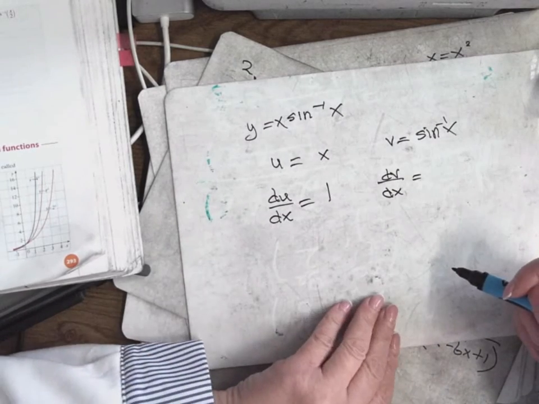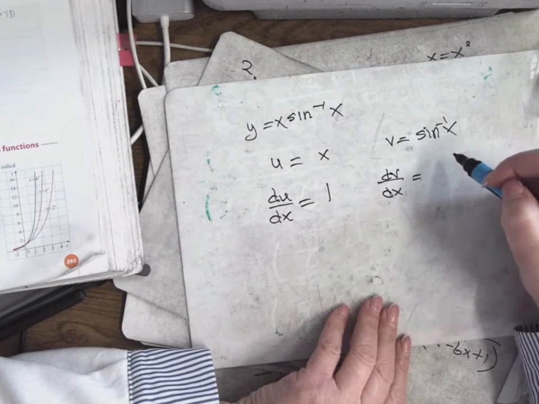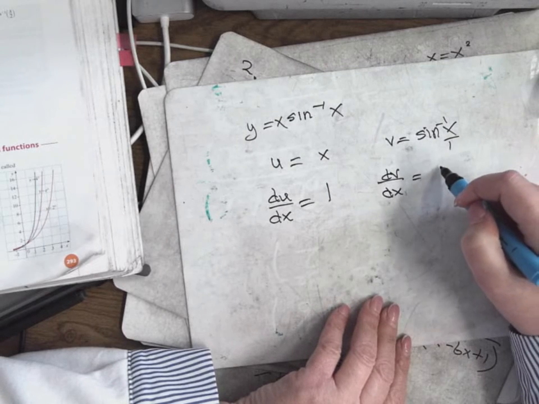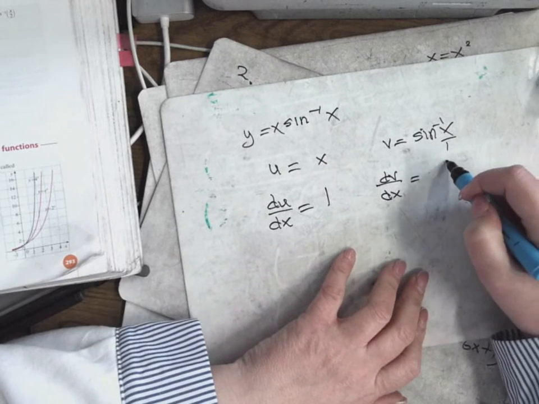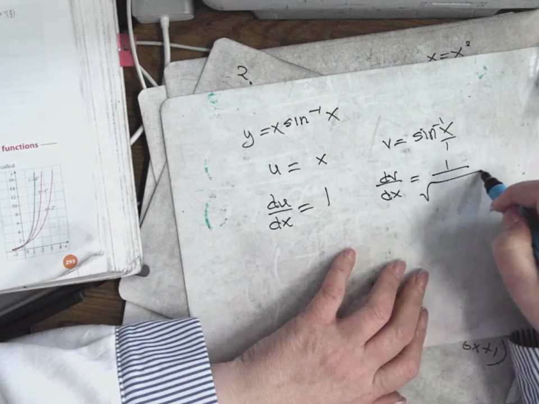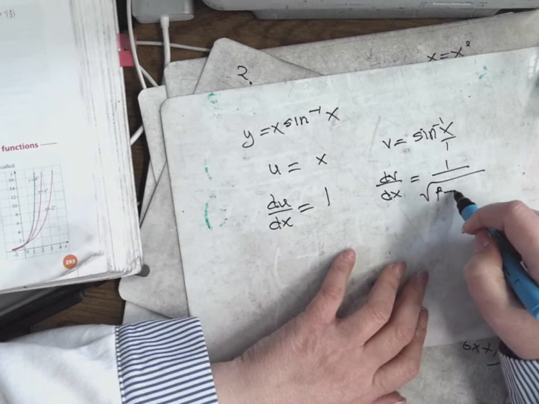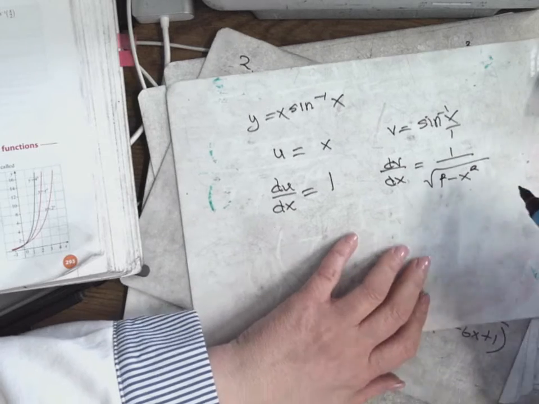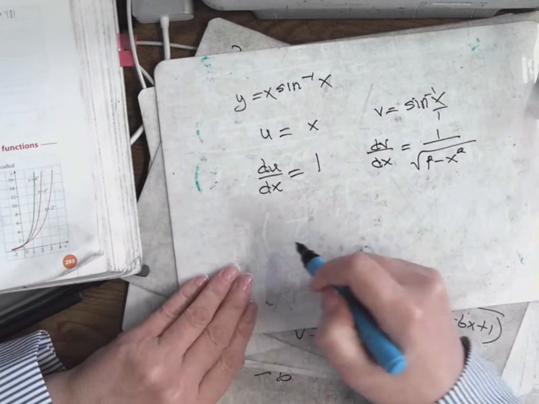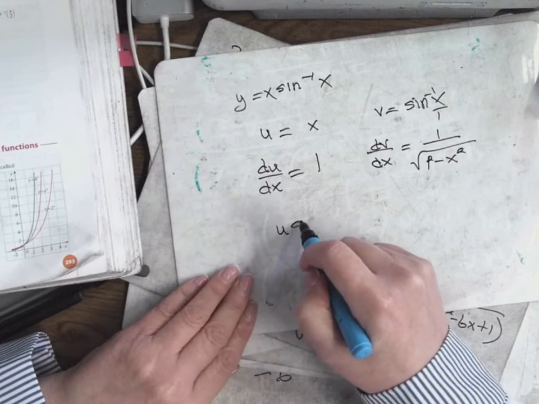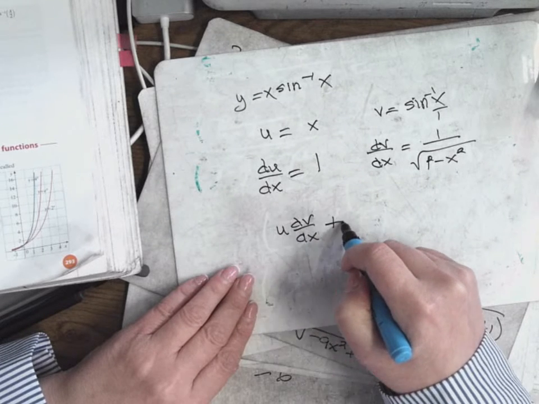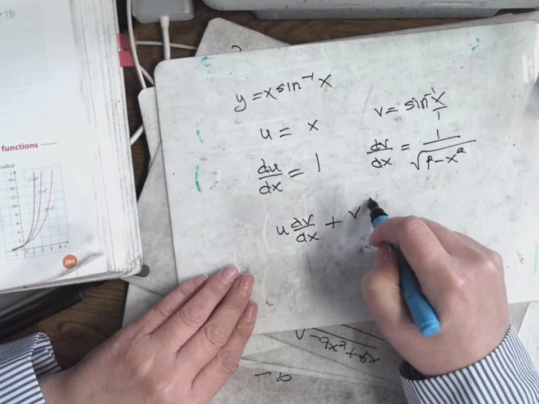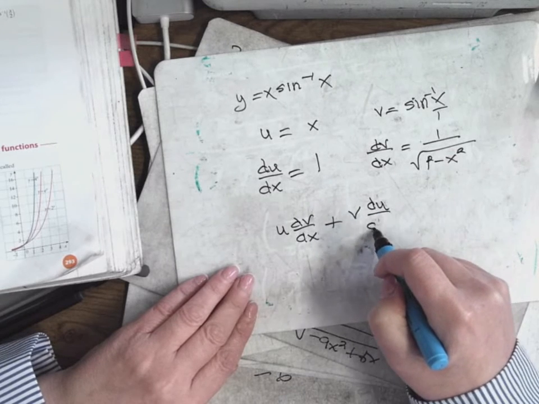So differentiate inverse sine of x over a, so that's 1 all over the square root of 1 to be squared take away x to be squared. Is that alright? And then u times dv dx plus v times du dx is the product formula.